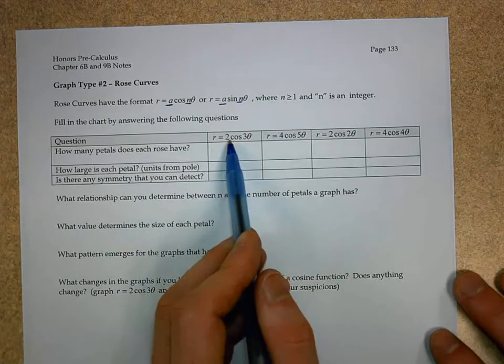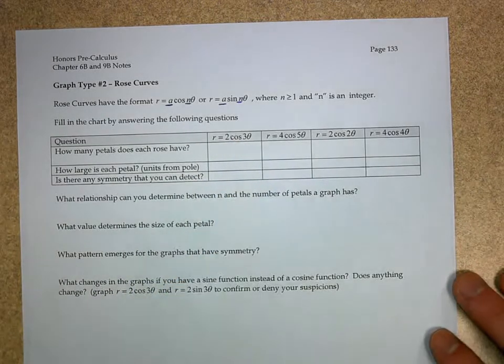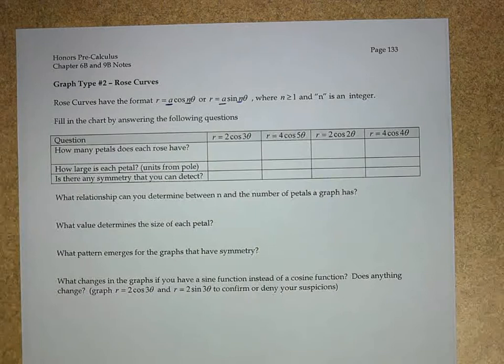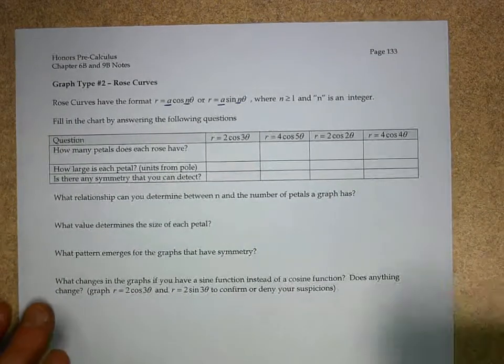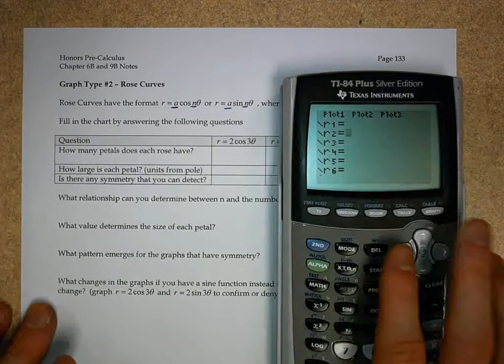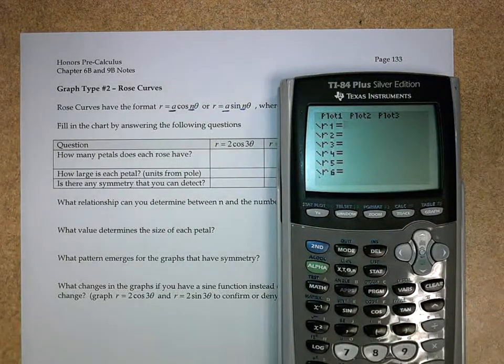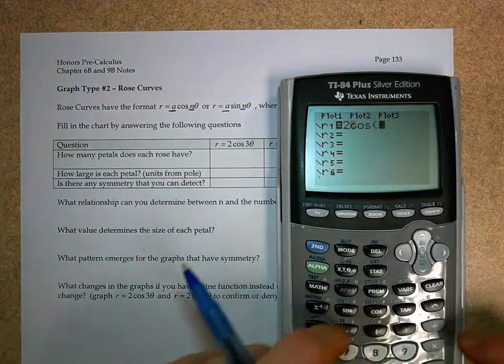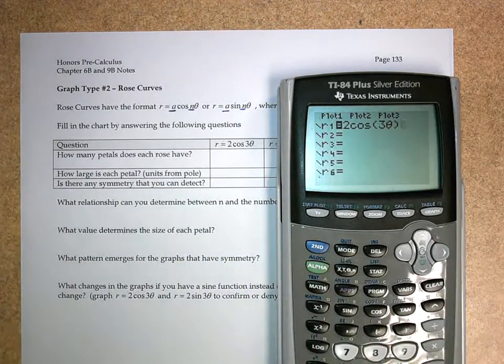So the first one, r equals 2 cosine of 3 theta. Let's plug that into our calculator and see what type of shape we get. All these look like flowers where we've got petals, and each of the petals is one of the curves. So we want to do some investigation of that. So the first one is 2 cosine of 3 theta.